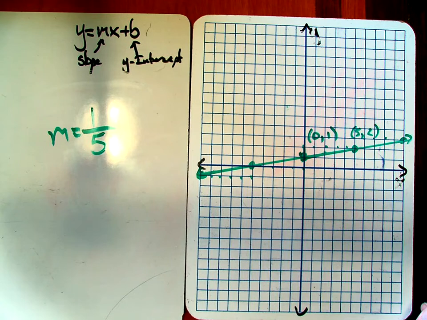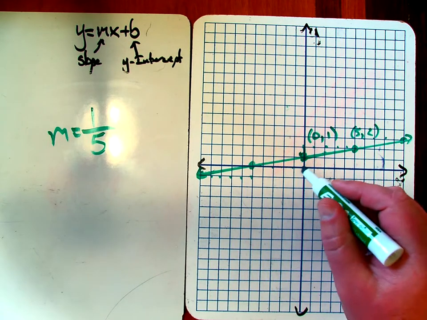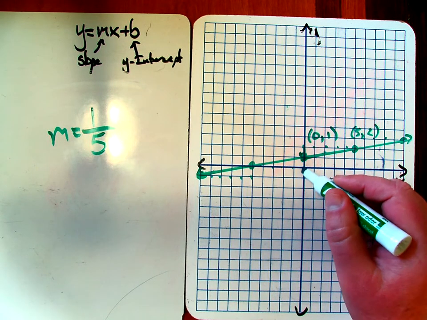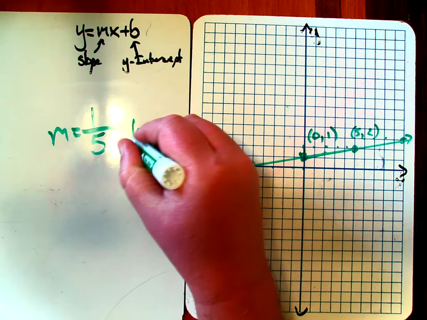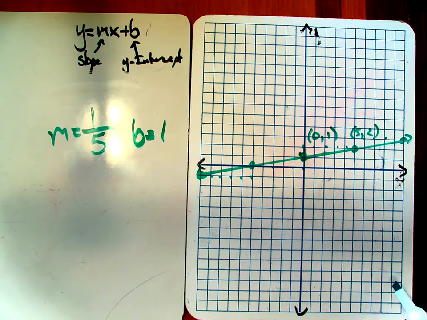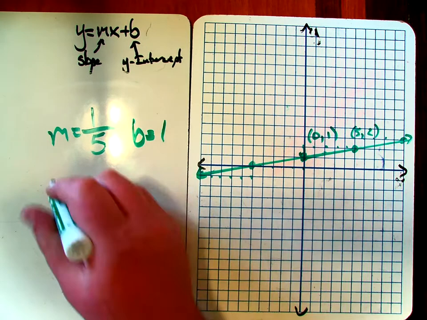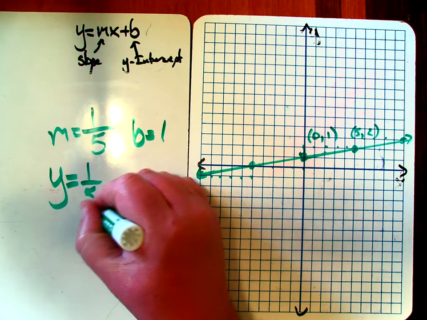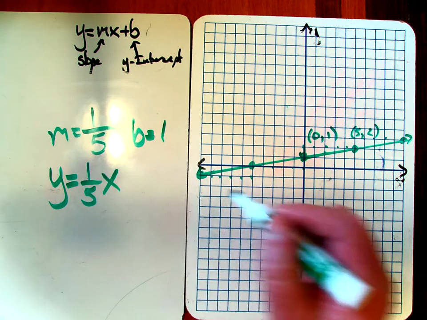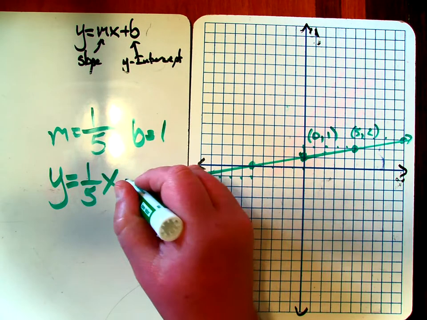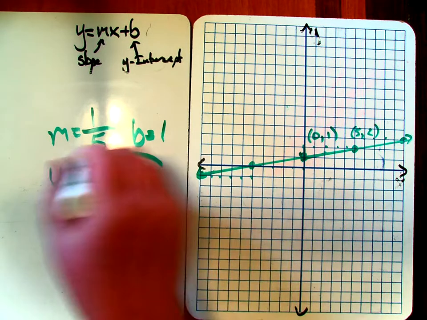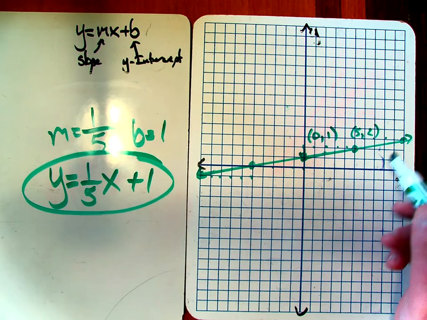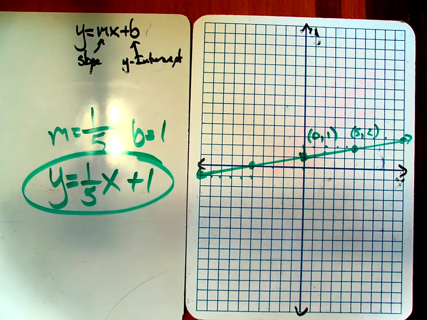And where did this line cross the y-axis? At positive 1. So b equals 1. So the equation of this line is output y equals slope 1/5 of the input x, and b is positive 1, plus 1. In this case, we went from our line to our equation. Let's do another example. Maybe this time I'm going to use a negative slope.